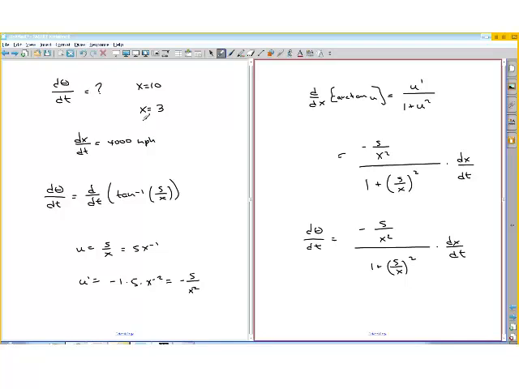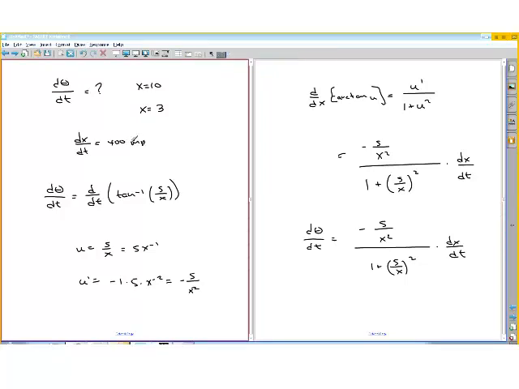Oh, it's 400 miles per hour. Okay, that sounds a little high. That sounds more reasonable. Otherwise, it was going supersonic. Okay, so it's 400 miles per hour.